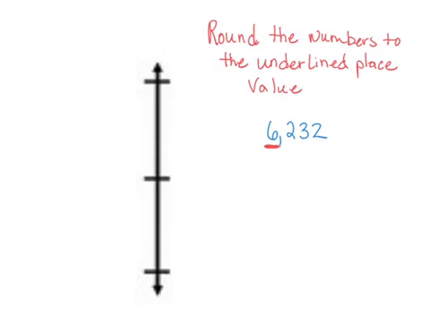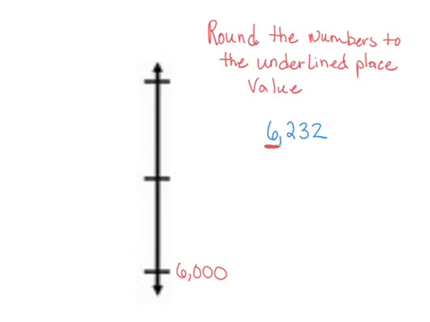Round the numbers to the underlined place values. This number says 6,232. Okay, so I know we needed to take a little practice. We haven't done this in September and October. So if we look at 6,000, we know the lowest we can go would be 6,000. So I'm going to write 6,000 on the bottom because that's the lowest we can round that number to.